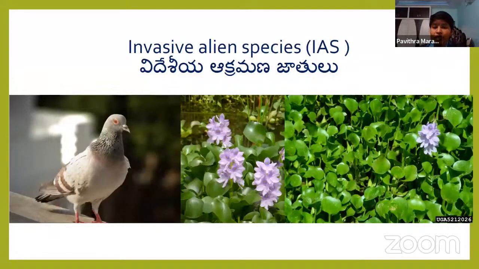What are invasive alien species? The species which do not belong to our native place are called invasive alien species. Actually, they belong to some other place in the world, some other country, but they are widely spread in our area. Those are called invasive alien species. I told you yesterday. Examples. What are the examples, children, for invasive alien species?